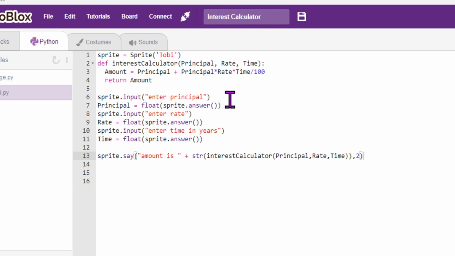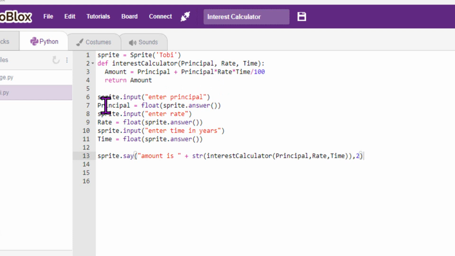So I have to calculate that, so I define a variable called amount, and it's principal plus principal times rate times time divided by 100. That 100 really applies to rate since it's a percentage. And then I'm going to return that amount.